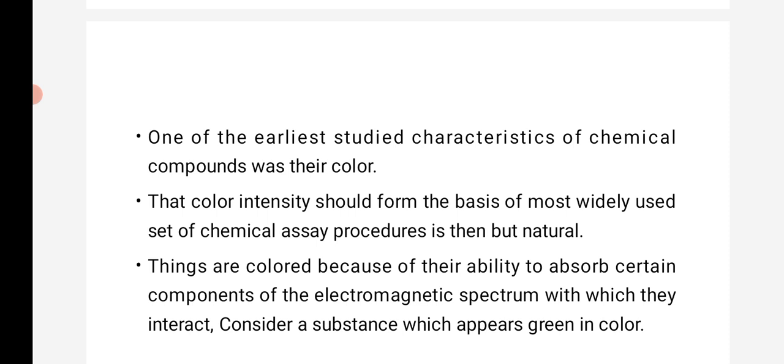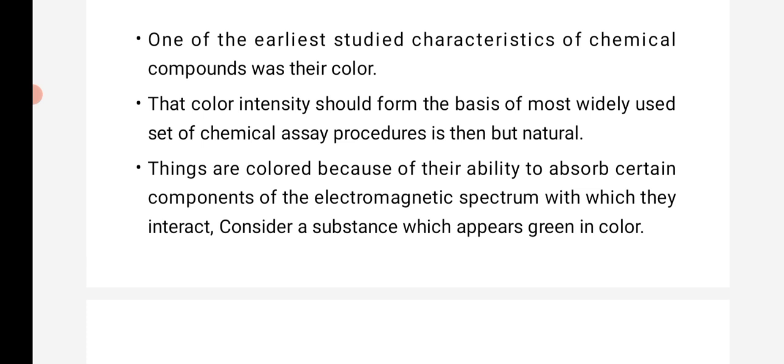The color intensity should form the basis of the most widely used set of chemical assay procedures. Some of the chemicals evaporate, because those chemicals have some set of nature. Things are colored because of their ability to absorb certain components of the electromagnetic spectrum with which they interact. Consider a substance which appears green in color.